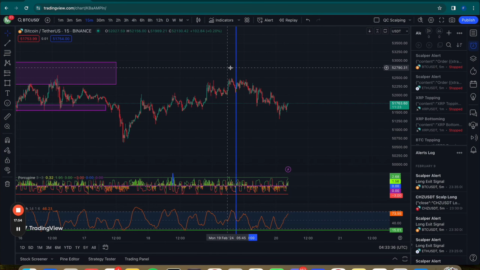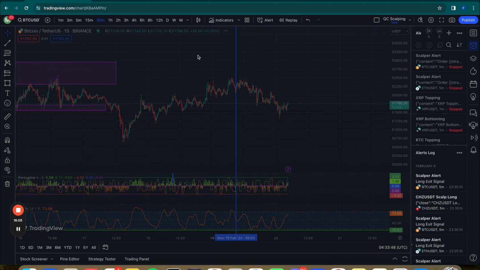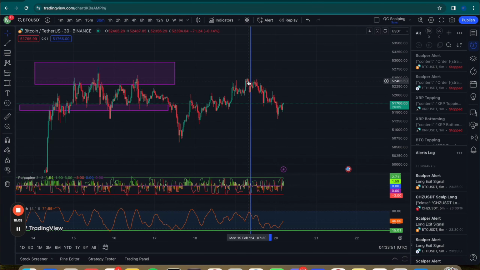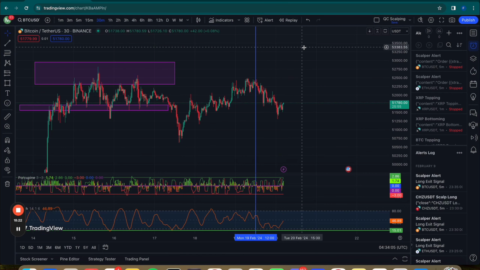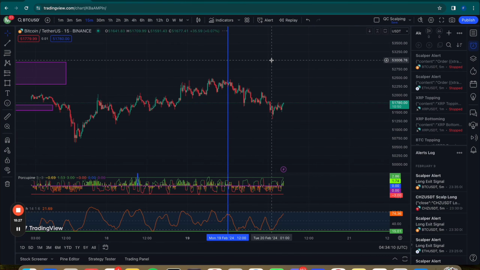So our 15-minute topped out here and started going down. The next high that it made is lower than the previous high, so that indicates that we're moving down. 30-minute, same thing, topped out, going down. The previous high is lower than this high. So at this point, we could say, okay, this is a good short. Let's just move the line over here, and this would be a good entry on the 15 and 30-minute.